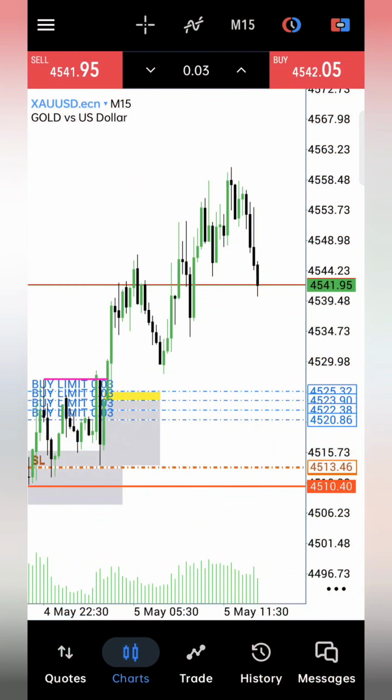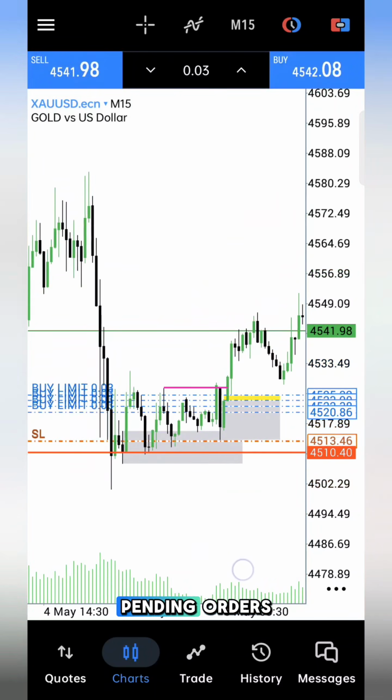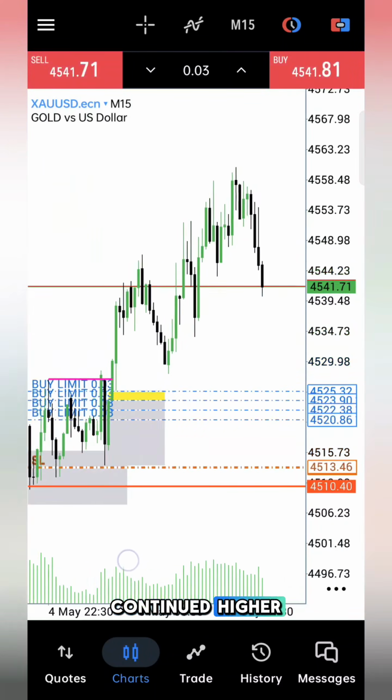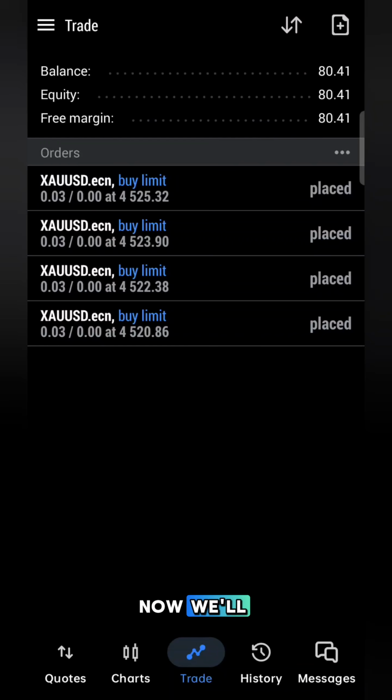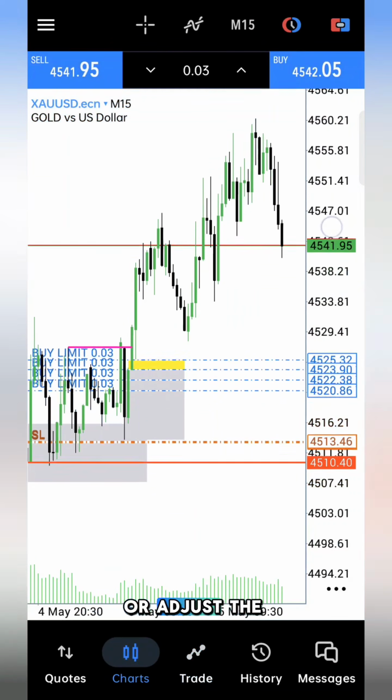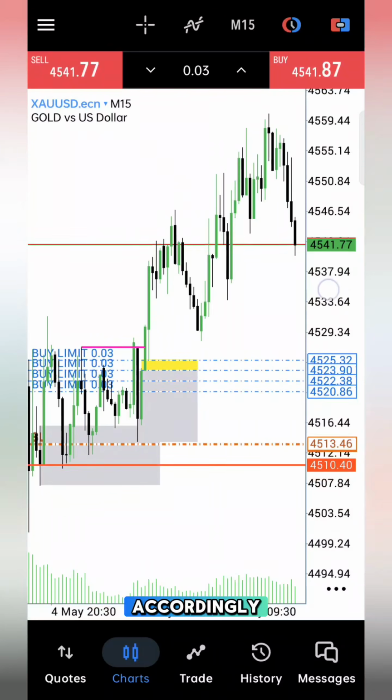One eternity later. Guys, as you can see, price failed to retrace into our pending orders and instead continued higher, leaving those entries unfilled. Now, we'll reassess the market and manage or adjust the invalid setups accordingly.